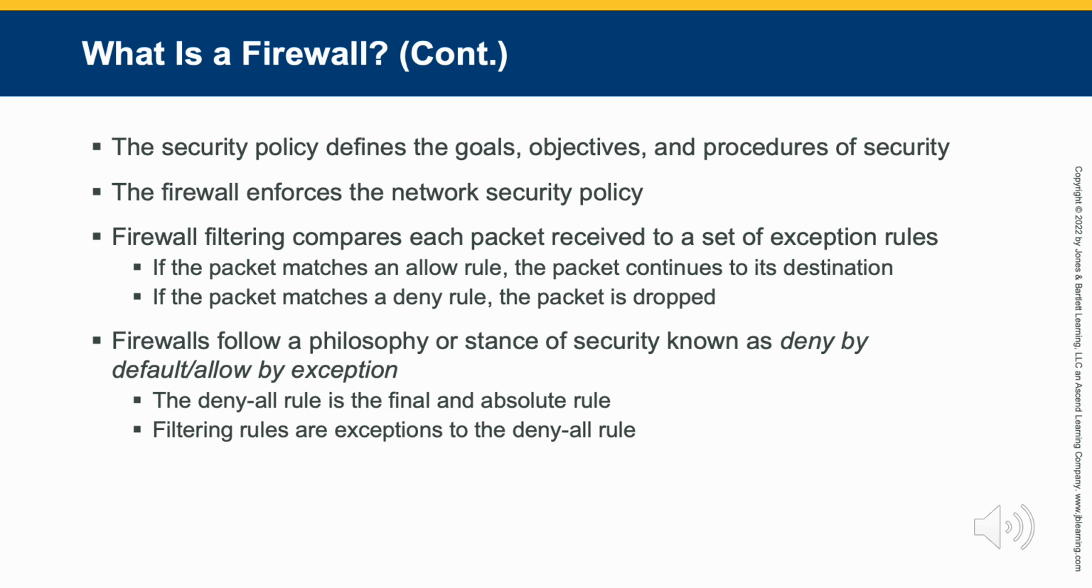Firewalls follow a philosophy or stance of security known as deny by default, allow by exception. The deny all rule is the final and absolute rule. Filtering rules are exceptions to the deny all rule. And there is an implicit deny rule at the end of each firewall. So if it doesn't match anything, the default action is to deny all.